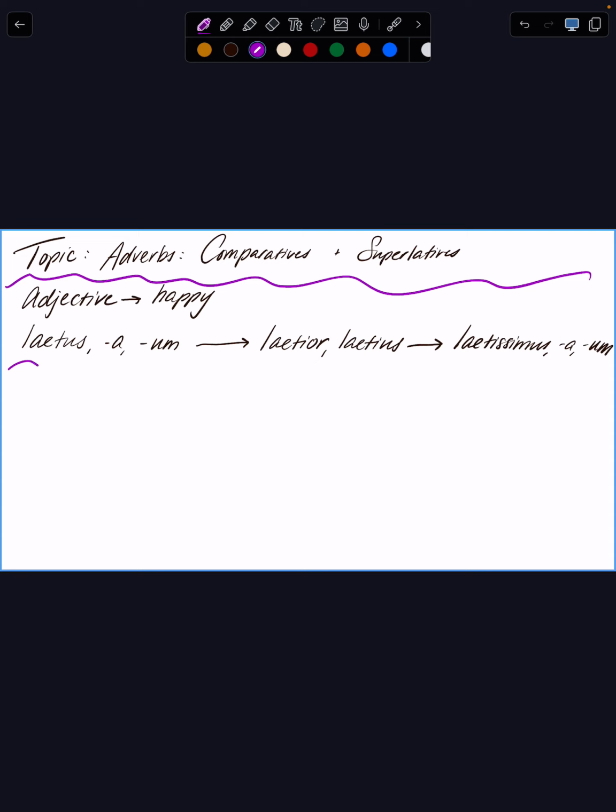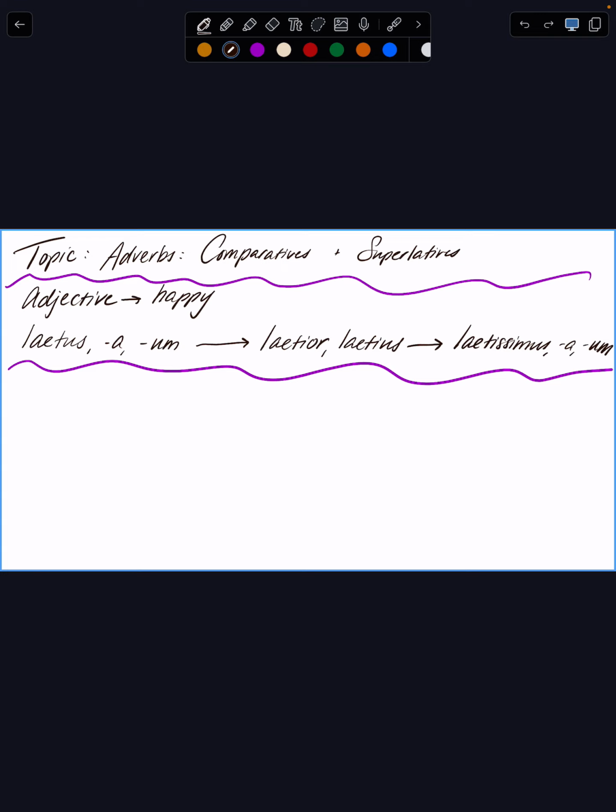What would that be an example of? That'd be an example of an adjective. So we've got our positive here, this is our comparative, and this is our superlative. Familiar? Okay. Now I'm going to show you what the adverbs will look like.